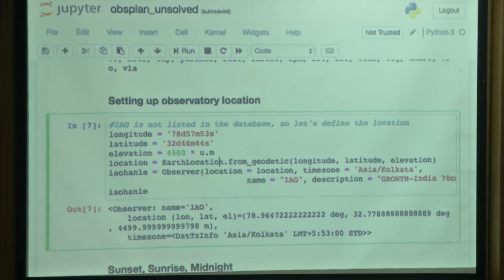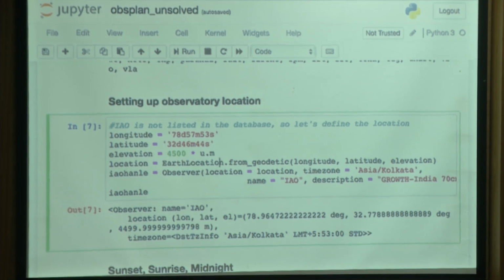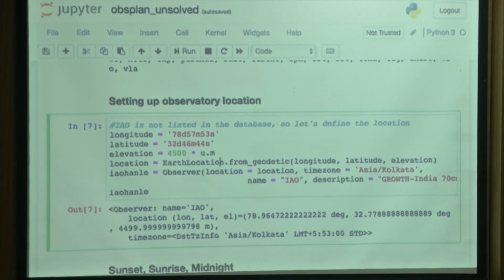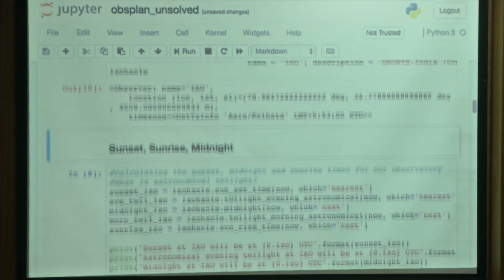So we can use the Earth location to define this location of Hanley, and we create an object called IO Hanley, which is basically an observer object, and that contains all the information about the Earth location and the time zones. You can give a name, a description. You can also give temperature and air pressure and all other parameters. Okay.